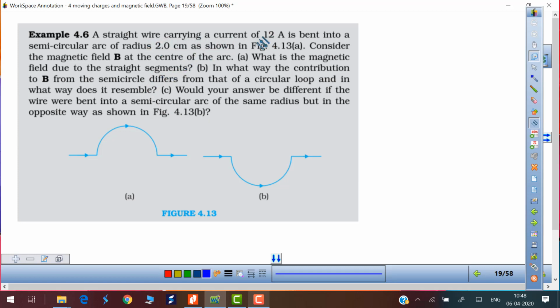This is a very simple one. A straight wire carries this much current, with a semicircular loop of 2 centimeter radius as shown in the figure. What is the magnetic field due to the straight segment? In what way does the contribution to B from the semicircle differ from that of the circular loop, and in what way does it resemble it?